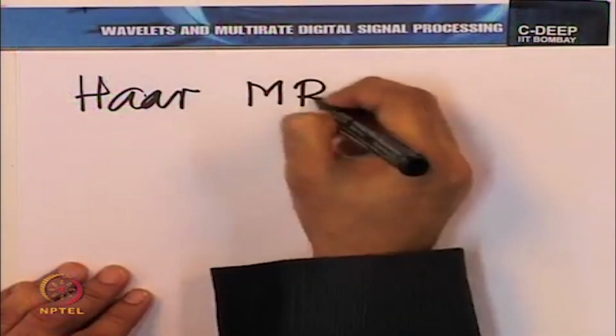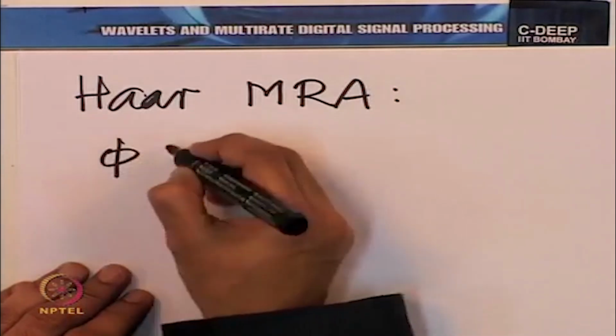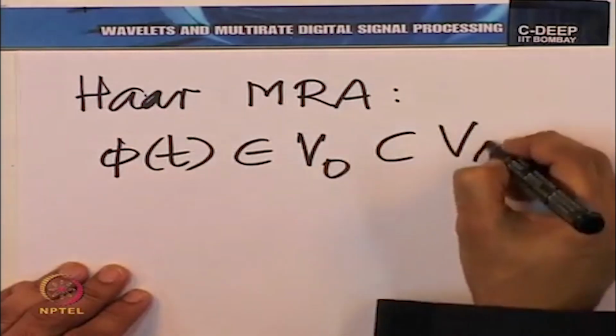Now, having put down the structure more generally, we must now ask what is the connection between the multi-resolution analysis and this filter bank that we are trying to design. So, to answer that, let us look at the Haar once again. In fact, let us begin with phi t in the Haar. So, for the Haar MRA, we notice something very interesting. Phi t belongs to V 0, which is a subspace of V 1.